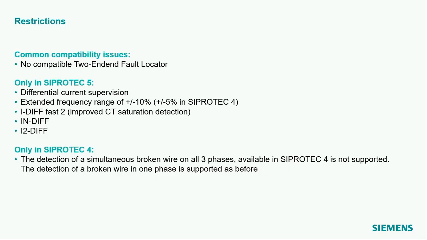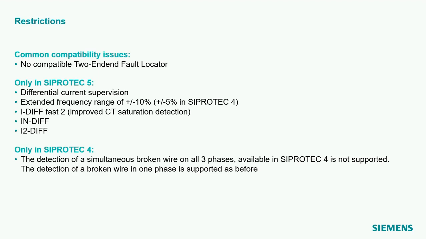I want to talk about restrictions. Hereby I mean the question, what functionalities are not or not yet supported? The first point is the two-ended fault locator. Both device families offer this functionality, but they are not compatible.